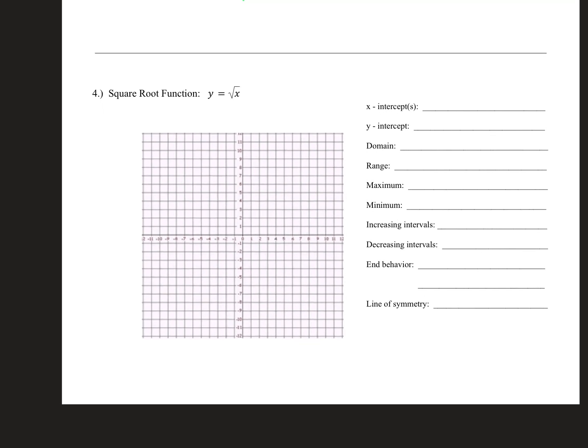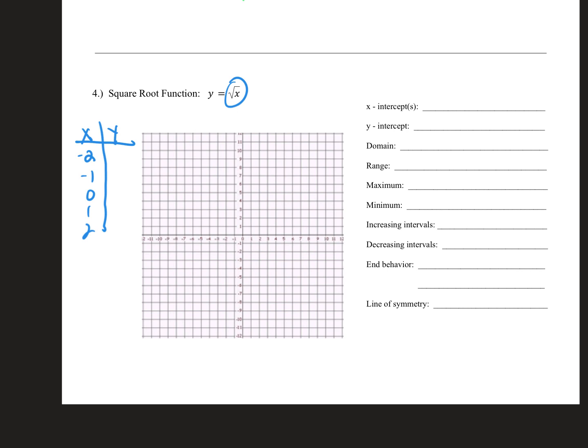All right, number 4, we have a square root function. So you should notice the square root symbol. All right, it's a radical symbol. Again, we'll make a table. All right, and I'm going to pick the same points, -2, -1, 0, 1, 2.